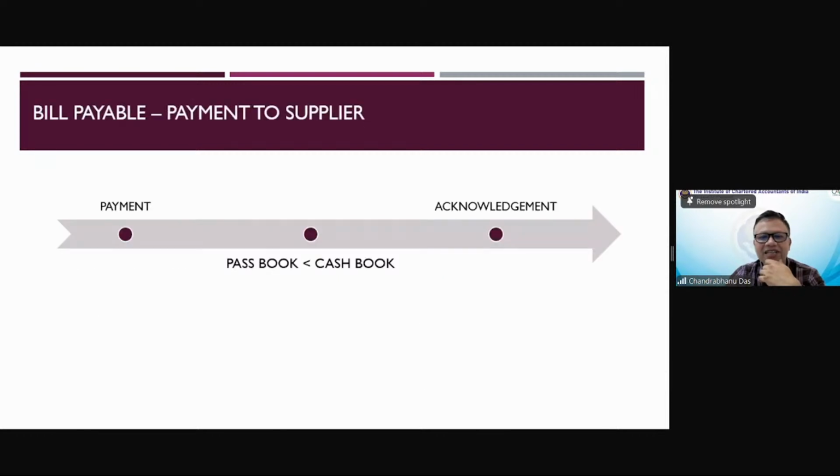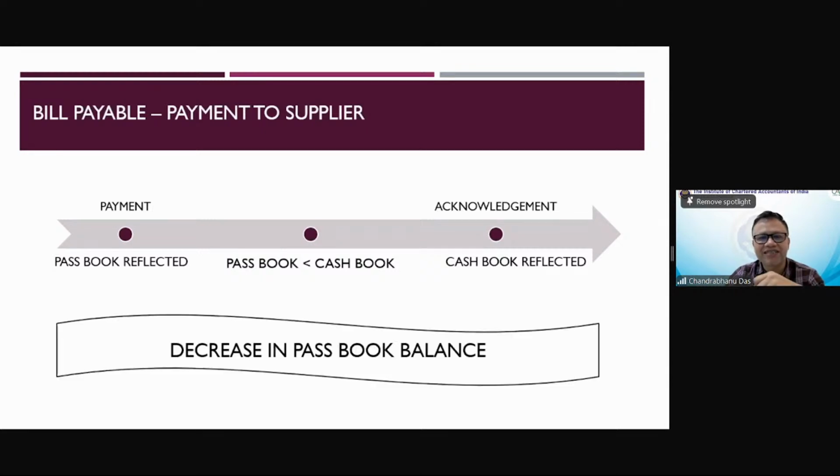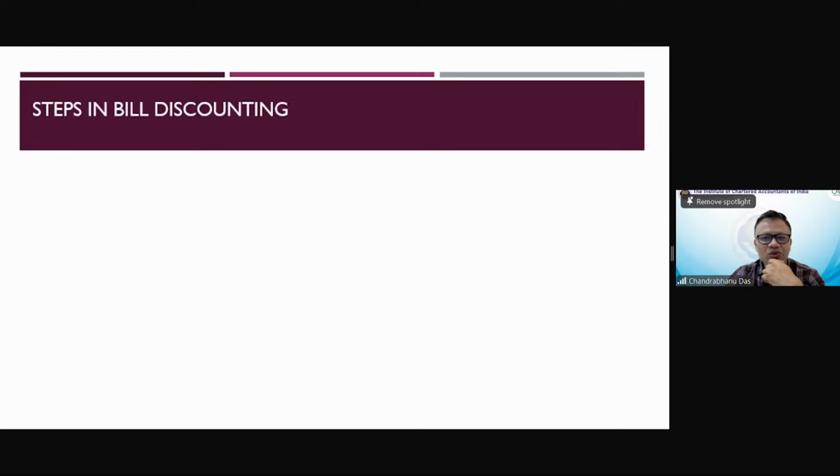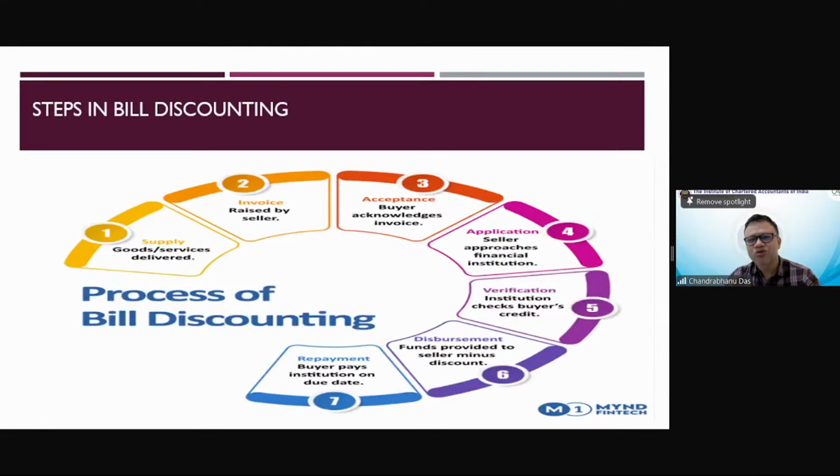Similar things happen in bills payable. Whenever there is a payment, the passbook reflects it. Acknowledgement is later. So passbook is always less than the cash book. So there is a decrease in passbook balance. So I have shown this through steps to show why this is happening.